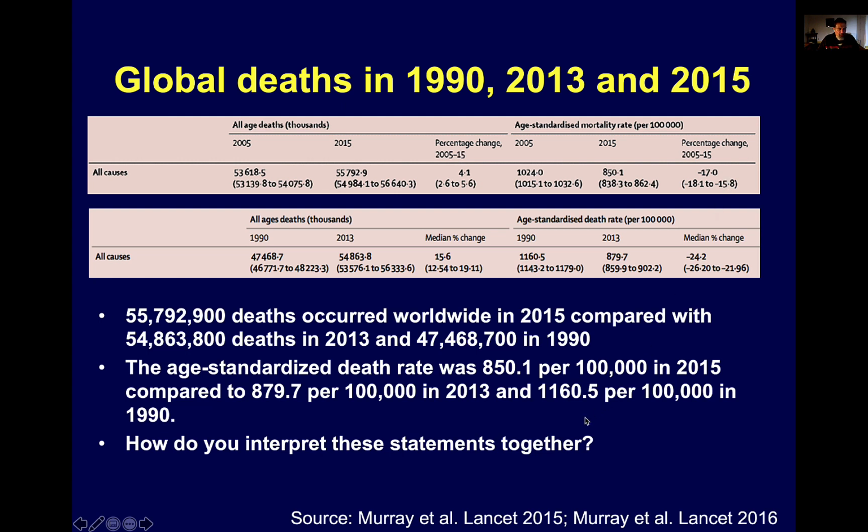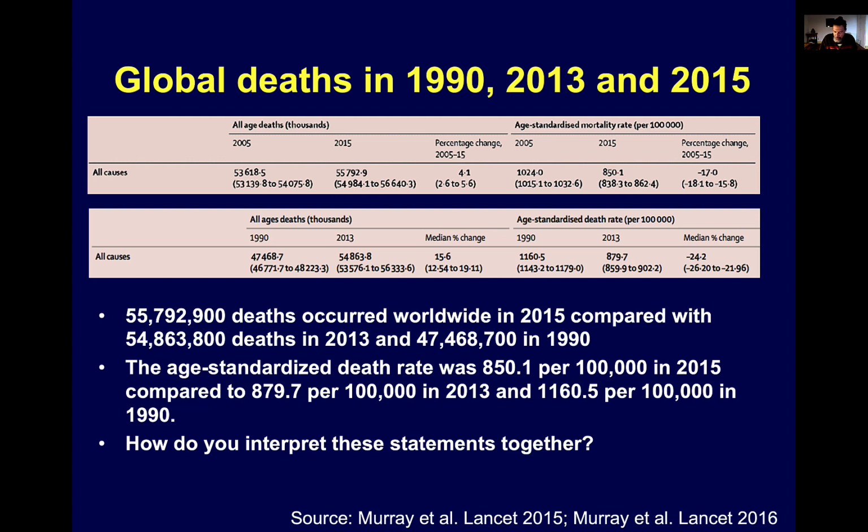Why would these two things be, or how would you interpret these two statements together? Part of it has to do with the fact that the world population is aging, and so there's population growth in the older age groups. And so the age distribution has changed in the population between 2005 and 2015. But after you account for these differences in the aging structure and the overall population, the death rate actually has gone down. And so it suggests that there's progress at preventing death and prolonging life.